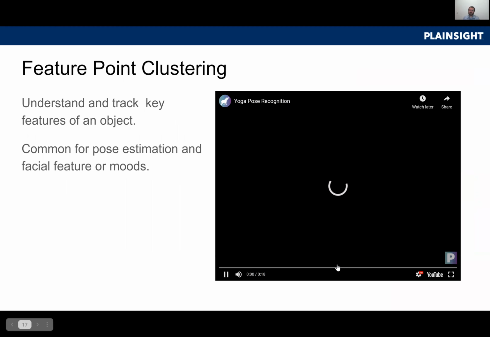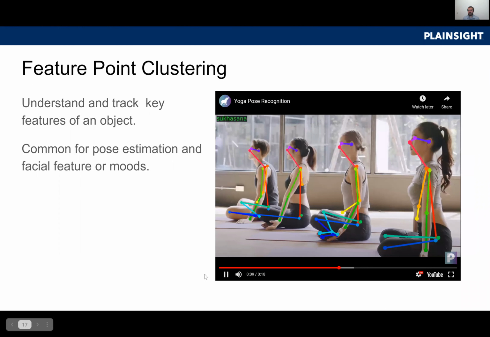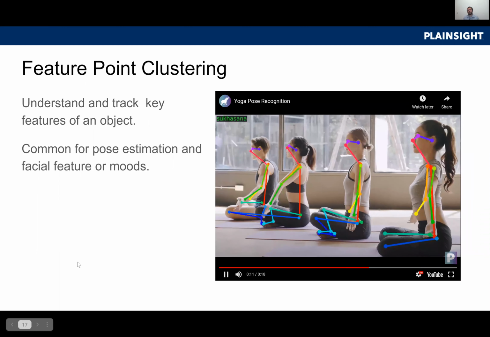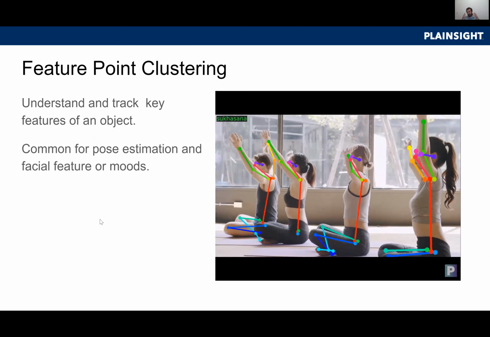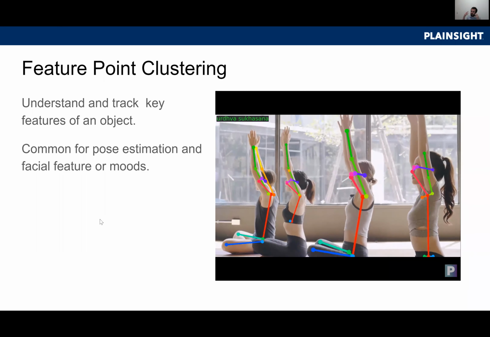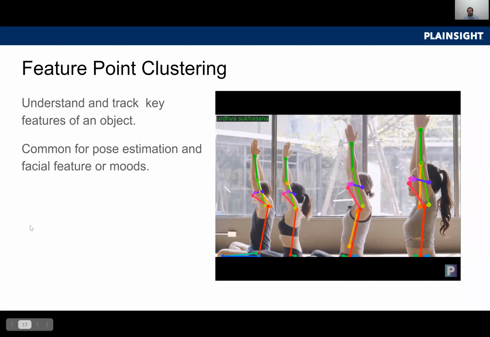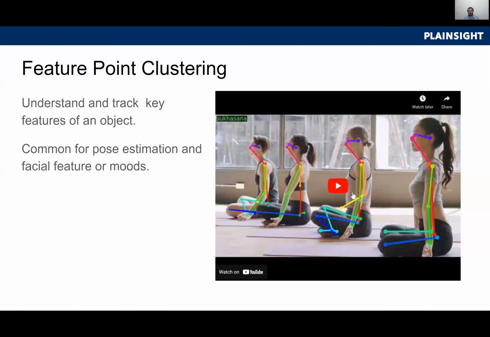You have feature point clustering. This is big for human pose estimation. This is also what's usually used for facial key points. So if you're looking to measure the mood or facial expressions of someone, you can use feature point clustering.